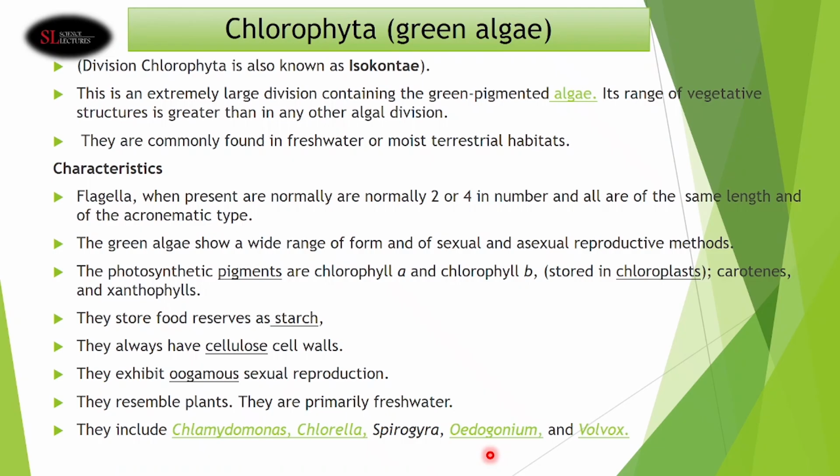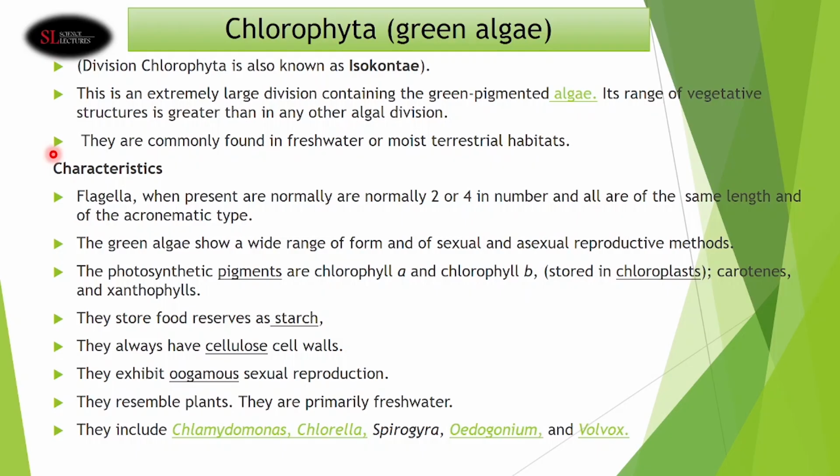Okay, so we look at another algal division, which is Chlorophyta. This division is also known as Isokontae, and it is a very diverse group of algae, found in freshwater or on land, most especially. So what are some of the characteristics? Number one, they have flagella, and the flagella are of the same length. That is why it's called Isokontae. Remember, we said flagella of the same length are called isokont, and those of different length are called heterokont. So these flagella are of the same length, and they are of the acronematic type.